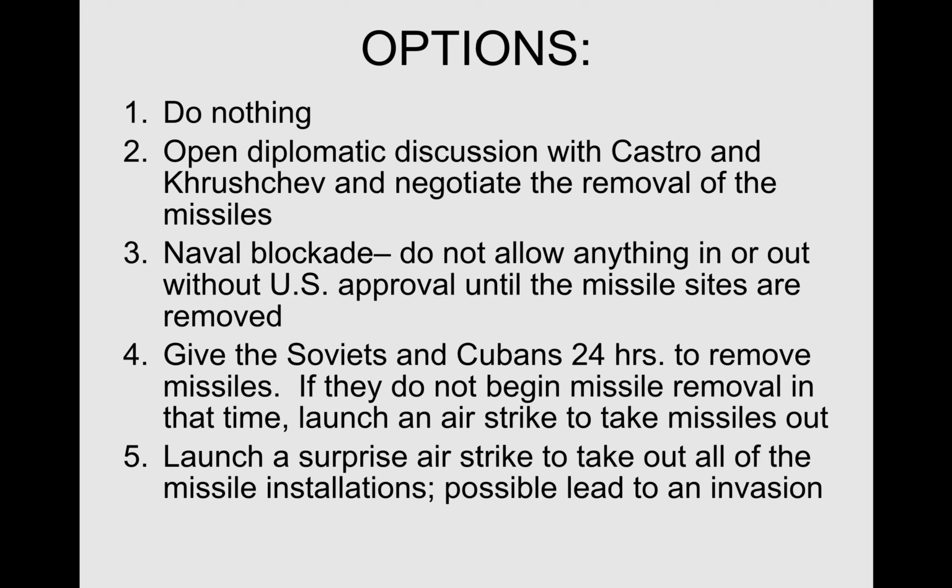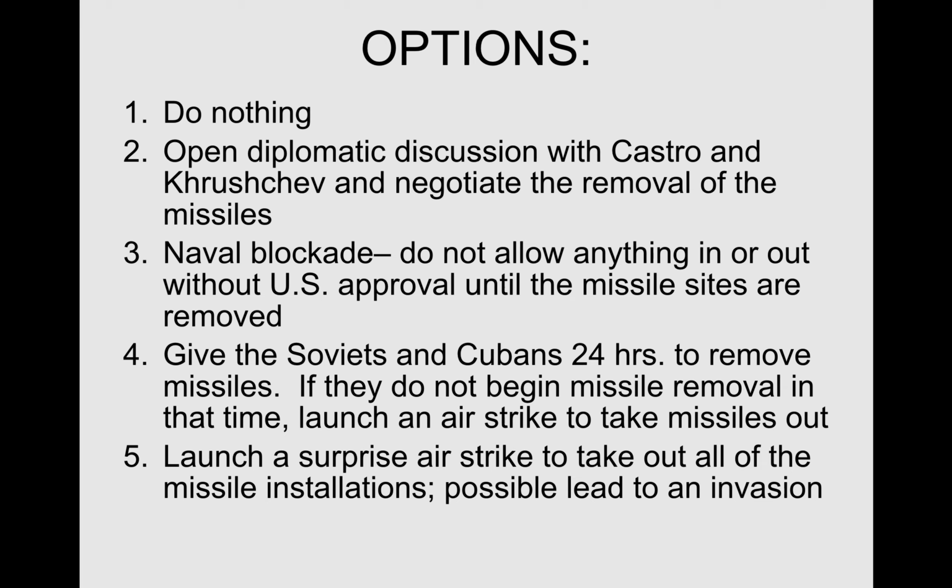Option number 3 is a naval blockade. What that means essentially is the United States would place U.S. warships all around Cuba, circling the entire island, so that nothing could get in and nothing could get out. And that means not only would they be cut off from military equipment, which would allow them to continue building these missile sites, they would be cut off from all resources from the outside world until they agreed to remove the nuclear missiles. So it is not using military force, but it's using our military to physically block anyone from getting in or out of Cuba.